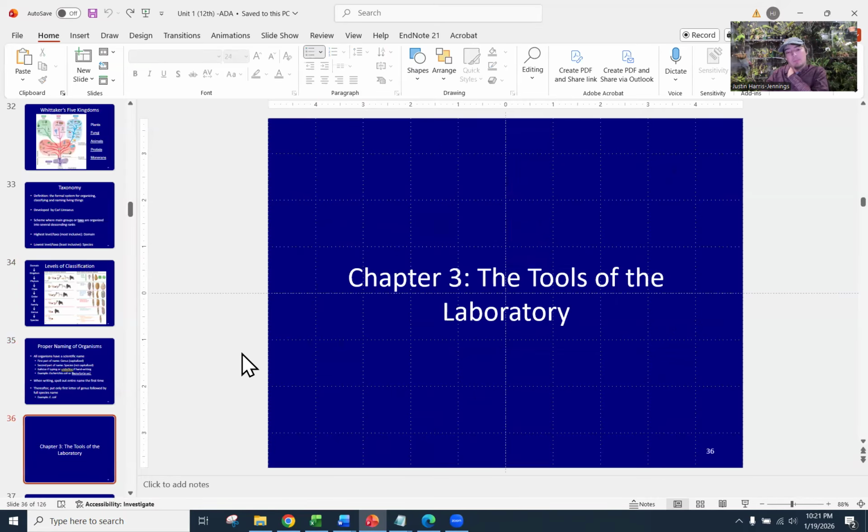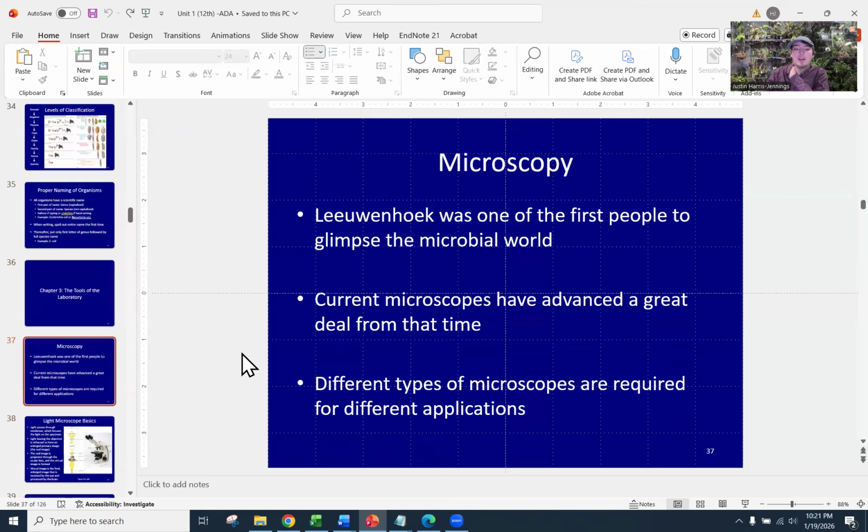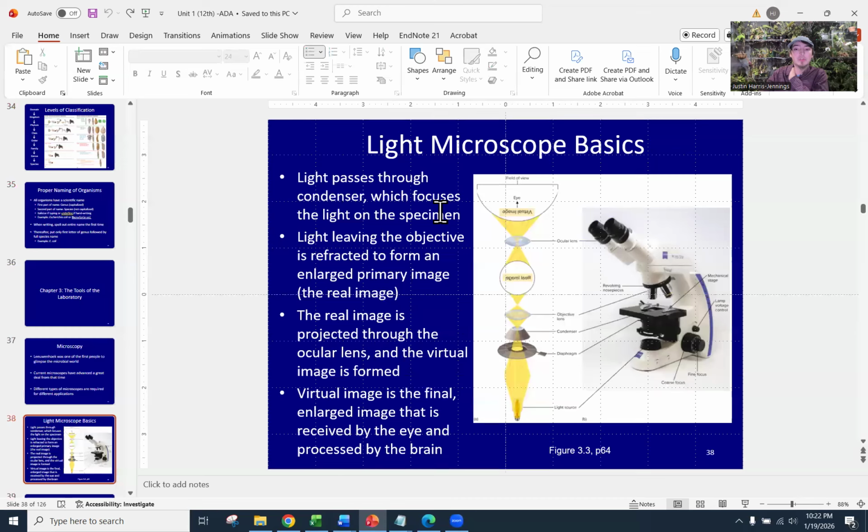So getting into chapter 3, we can talk about microscopy. We talked about Leeuwenhoek and how he did wonderful things for the microscopy world, where he had really powerful lenses and was able to see really small organisms with those microscopes. Today, we have microscopes that use more than one lens instead of just the one lens, and we actually have a lot of different parts in between.